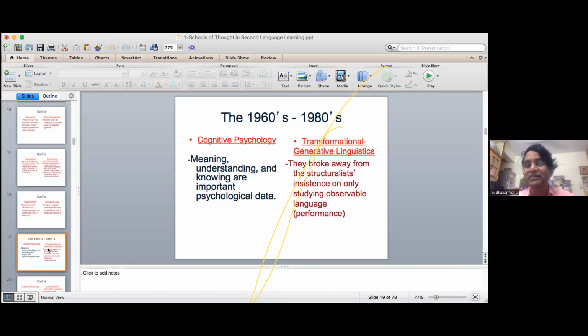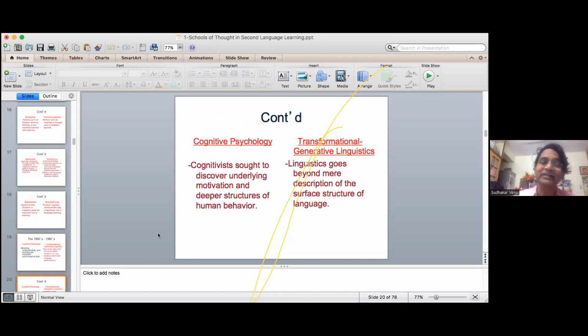And in the same way, a new linguistics, transformational generative linguistics, broke away from the structuralists because the structuralists insisted on just observable language, only a performance kind of language, which they also rejected, and it came out with an alternate way of looking at it. Linguistics goes beyond mere description of the surface structure of language to what is happening in the learner's mind. That has become an important point.